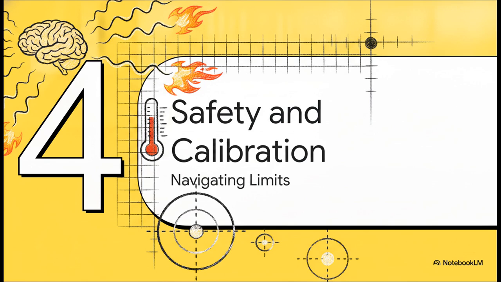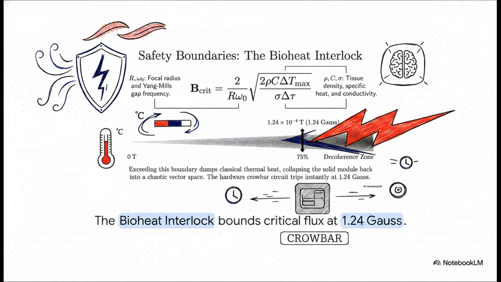Obviously, beaming highly focused electromagnetic or acoustic waves deep into the human brain is going to require some extreme safety tolerances. The strict safety boundaries here dictate that the temperature rise cannot exceed 0.5 degrees Celsius because accidentally cooking your patient's brain is generally frowned upon in clinical settings. This creates a hard mathematical boundary. If the external magnetic flux exceeds 1.24 Gauss, a hardware crowbar circuit trips instantly. In just 40 microseconds, it shuts the entire system down to prevent any irreversible tissue damage. It is an absolute non-negotiable safety net.